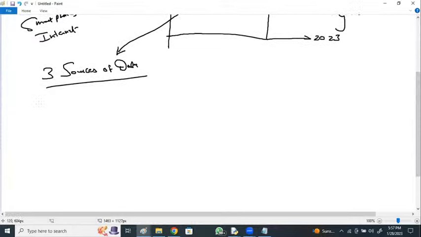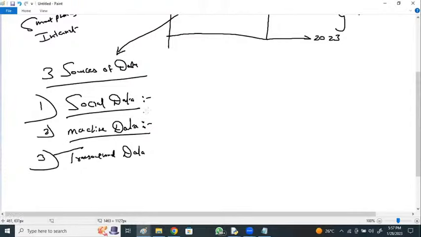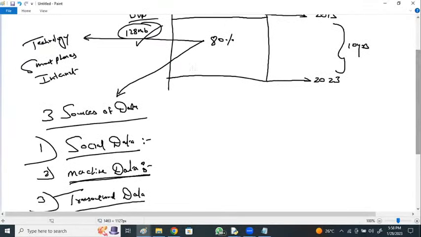From where is this data getting generated? Mainly three sources: social data, machine data, and transactional data. Social data is data generated from social sites like Amazon, Facebook, Twitter. Machine data is data generated by reading or scanning barcodes and RFID chips. Whenever you go to a shopping mall, for the items you purchase, huge data is generated by scanning the barcodes. Such data we call machine data. Transactional data comes from day-to-day operations, like bank transactions and telecom transactions.